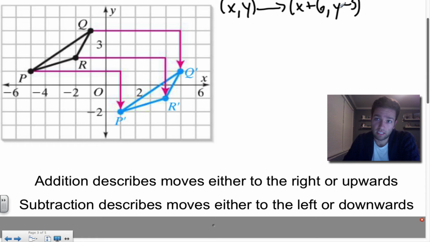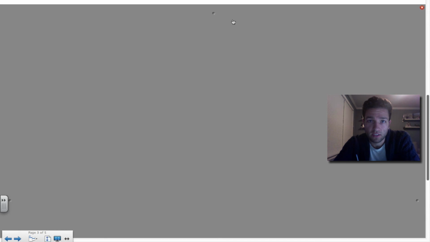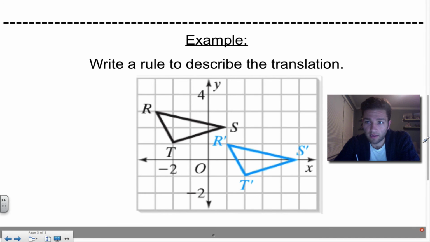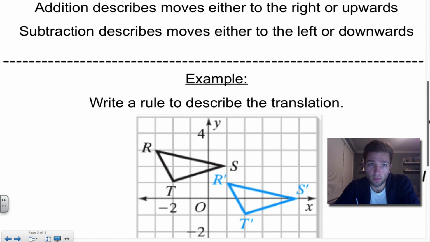And we've already seen an example of subtraction moving down: y minus 3, because we moved down 3. All right, maybe that's a little bit confusing, but I think it helps just to do a few examples with this. So let's look at another example, and I'm going to scroll back up so that you can see. Remember, what does addition do, what does subtraction do. So first, you've got to determine what's the original and what's the image.